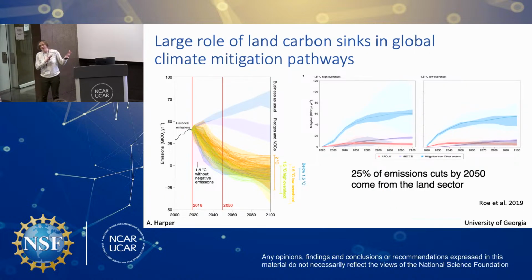The other thing, so that's thinking about the past, looking into the future, land-based mitigation plays a major role in most scenarios, not even just the scenarios that try to highly mitigate climate change. Most scenarios include some degree of land-based mitigation, either bioenergy crops that are coupled with carbon capture and storage, or afforestation and reforestation. A paper by Stephanie Rowe a few years ago showed that a quarter of emission cuts by 2050 in these scenarios for 1.5 degrees come from the land sector. So we need to be able to represent these things.